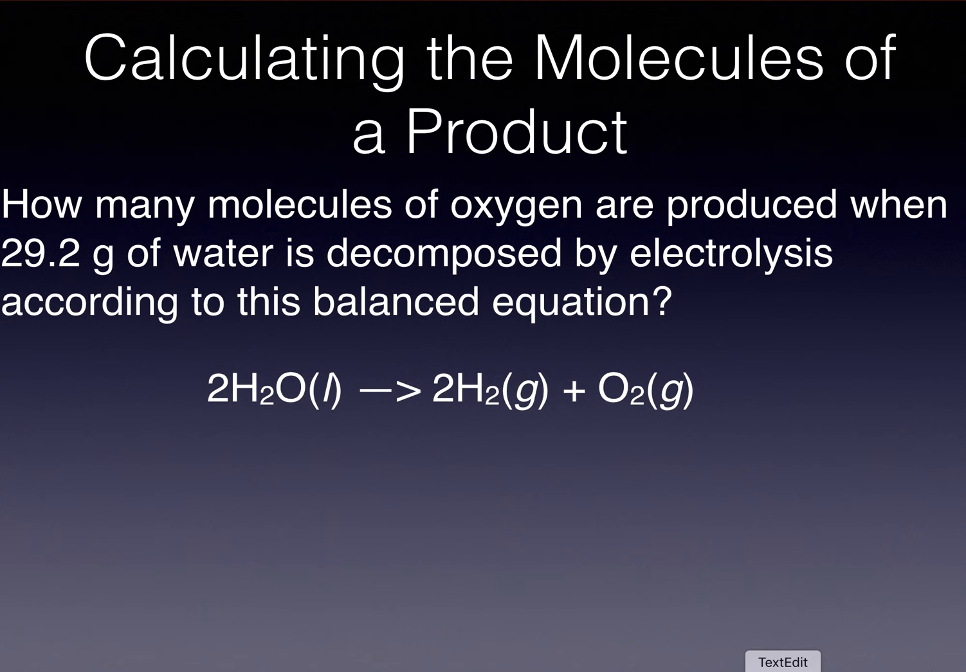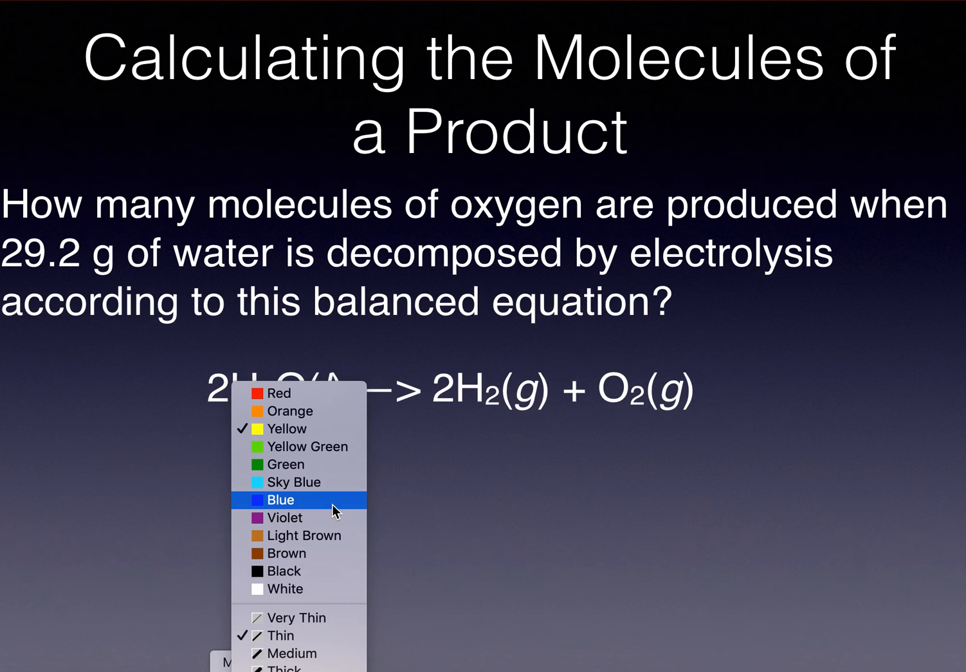The first stoichiometry video, we talked about mole to mole, mole to gram to mole, and gram to gram problems. This last video, we're going to talk about using molecules in our calculations as well as volume. So the first one, it says calculating the molecules of a product. So it says how many molecules of oxygen.